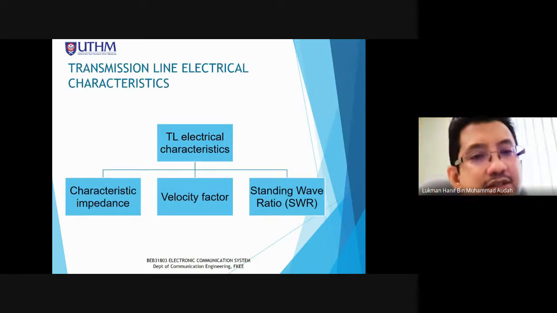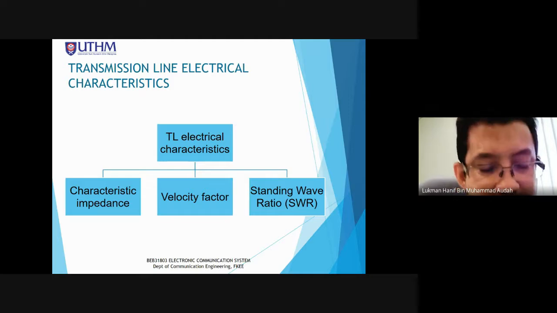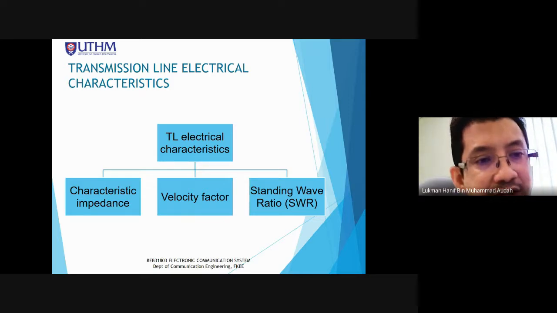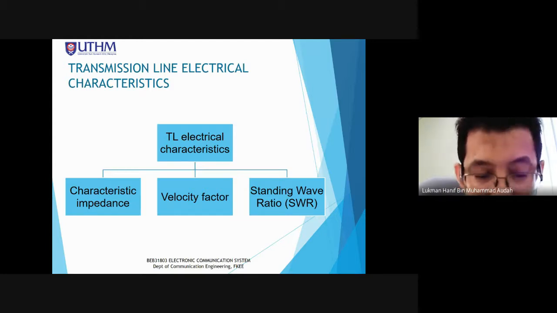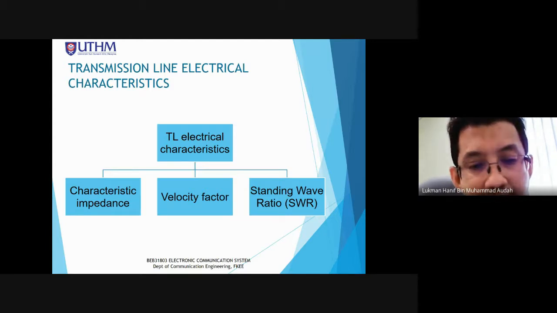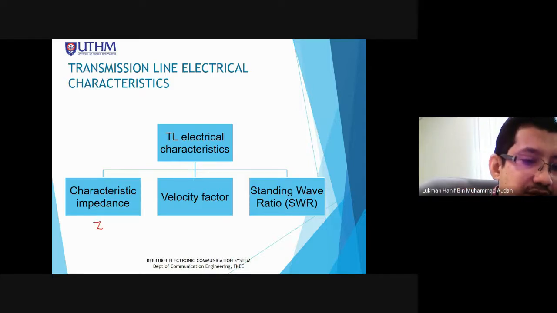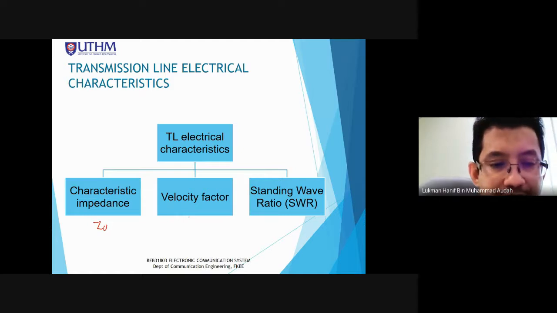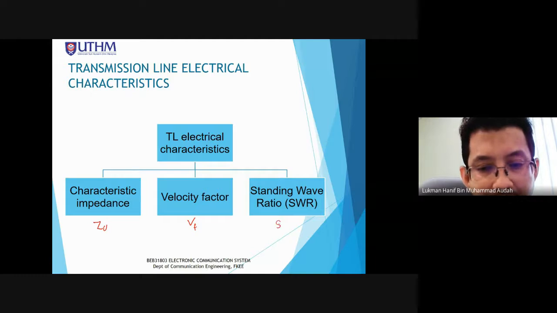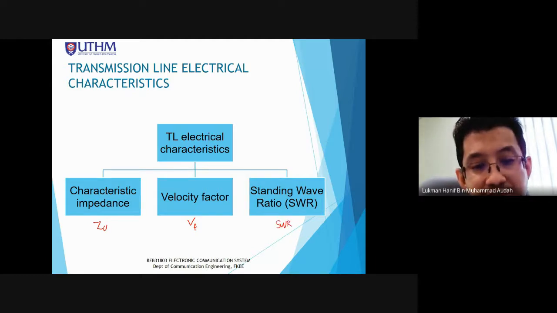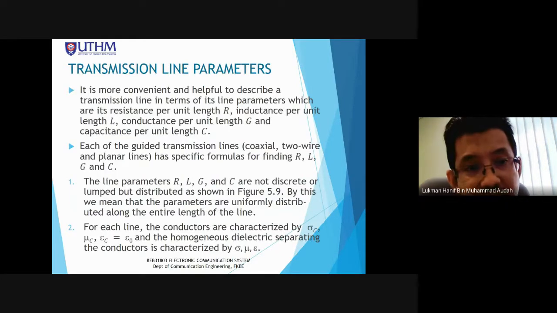So let's look at the transmission line characteristics. Sifat-sifat transmission line ada beberapa perkara, iaitu characteristic impedance Z0, velocity factor VF dan juga SWR. Ini pun saya rasa kamu dah pernah dengar perkataan simbol parameter ini. Transmission line parameters.